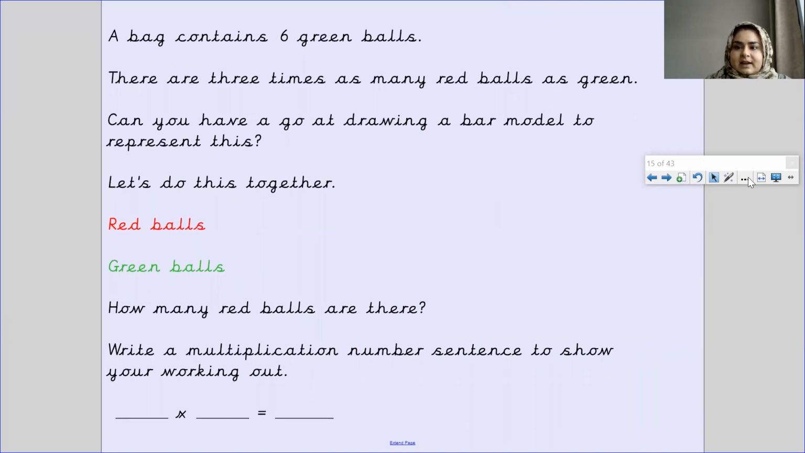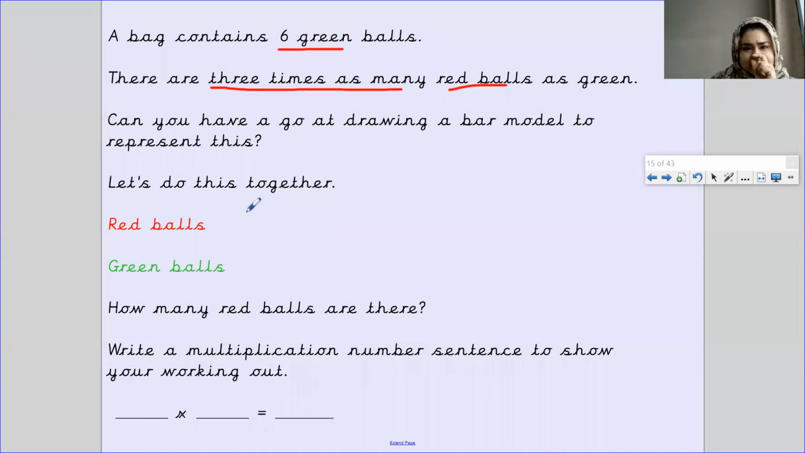Now, a bag contains 6 green balls. Okay, so the bag contains 6 green balls. There are 3 times as many red balls as green. Can you have a go at drawing a bar model to represent this? Okay, first you try it and then I will show you how to do it. Okay, if you just pause the screen and try it on your whiteboards.